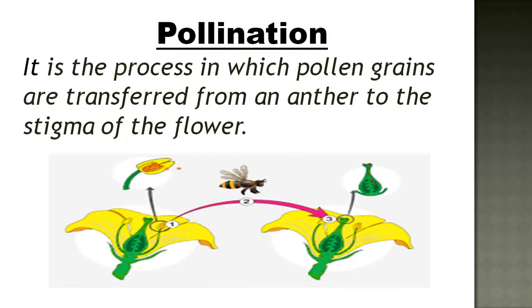You have read in the previous chapter that pollination is the process in which pollen grains are transferred. You know pollen is produced in the anther and has to reach the stigma. So this transfer of pollen from anther to stigma is pollination. You can see in the picture that the first flower is producing pollen, and it is carried by the pollinator honeybee to the stigma. So simply, pollination is the transfer of pollen grains from anther to stigma.